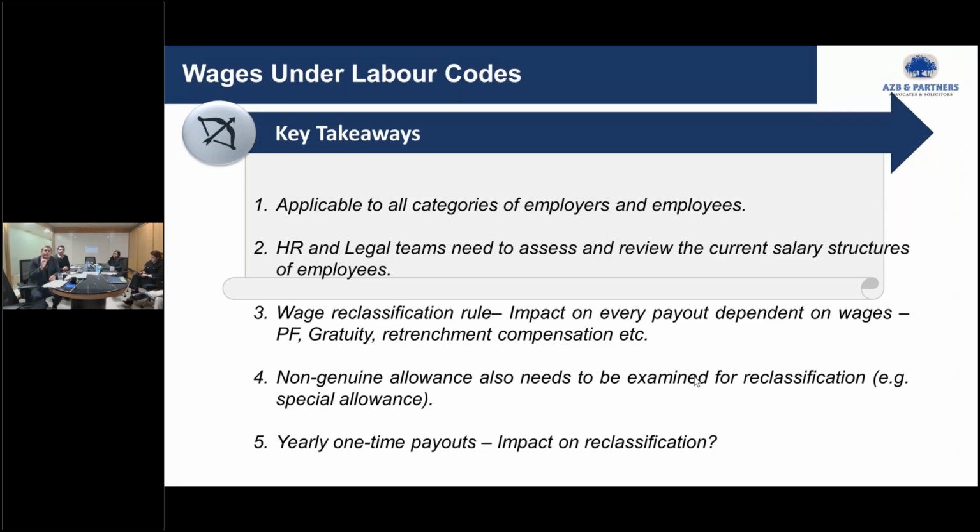And the very important point here is that while we showed you a sample impact on PF, if your wage definition gets reclassified, if 50% of all my allowances and exclusions get reclassified, there is going to be a knock-on effect on everything which is dependent on wages. Be it gratuity, which is 15 days of wages for every 5 years of continuous service, be it retirement compensation, again 15 days of wages. So the common theme is that the computation is on wages. If my wages component goes up, definitely all these payouts will go up.